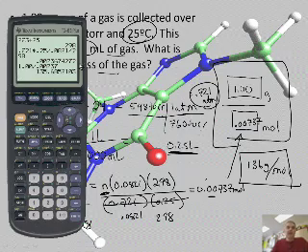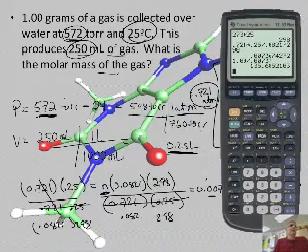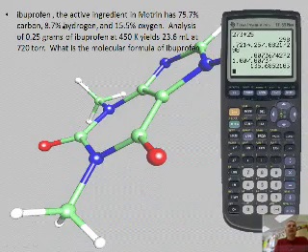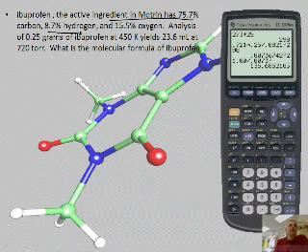Okay, I think we're going to do one more example here. Let's move that over there. And hey, we got one more. Ibuprofen, the active ingredient in Motrin, has this many carbon, hydrogen, and oxygen. Analysis of this yields the following. What is the molecular formula?